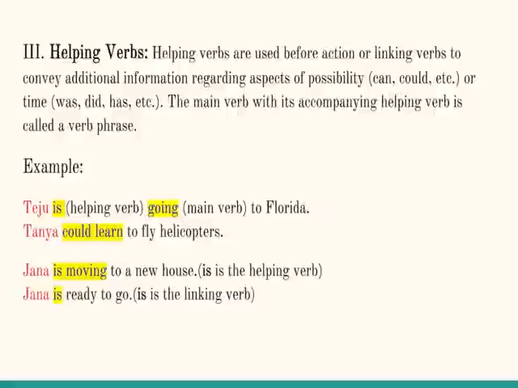Now, helping verbs. Helping verbs are used before action or linking verbs to convey additional information regarding aspects of possibility or time. The main verb with its accompanying helping verb is called a verb phrase. In simple terms, this means that a helping verb itself follows another verb. For example, Teju is going to Florida. Going here is the main verb, and is is the verb which is helping it.